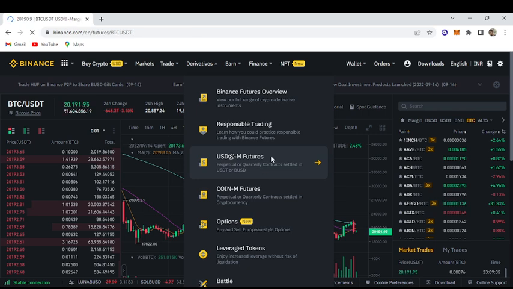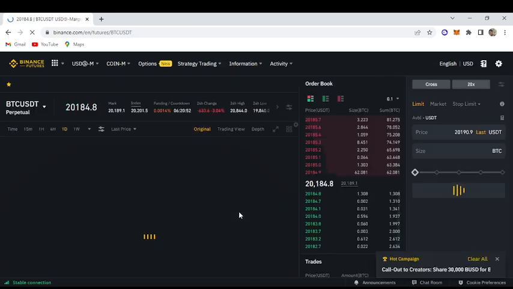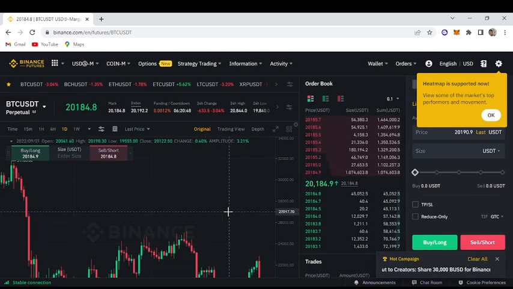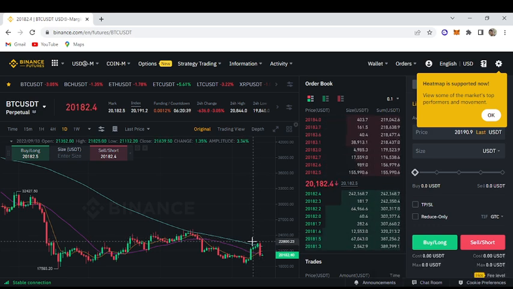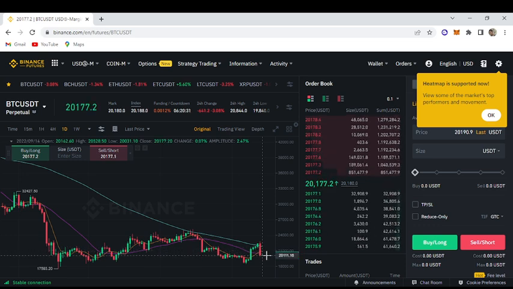So what's USDM futures? In spot trading you can only buy and sell, but here you can buy long and sell short. So what does that mean? If you guess that from here it will pump, then you buy long. And if you think it's going to dump, then you can also sell short, which is not available in spot trading. You can only buy and then sell there, but here you can sell first and buy later.